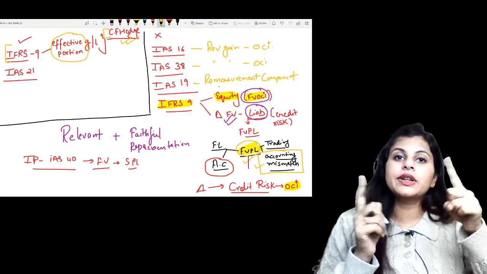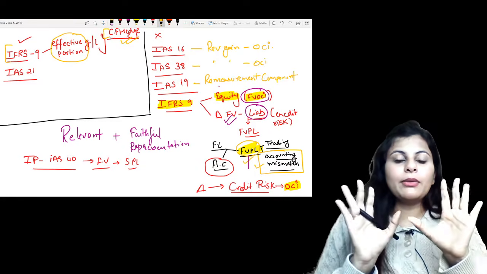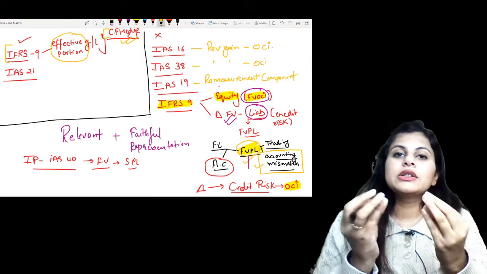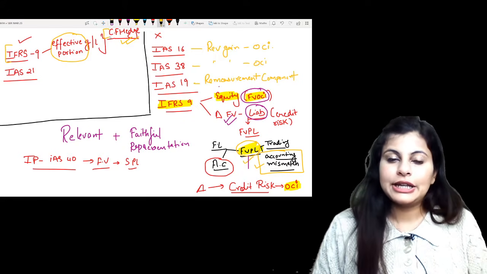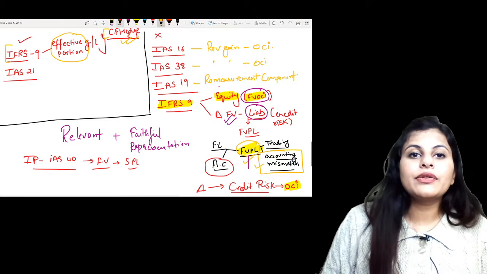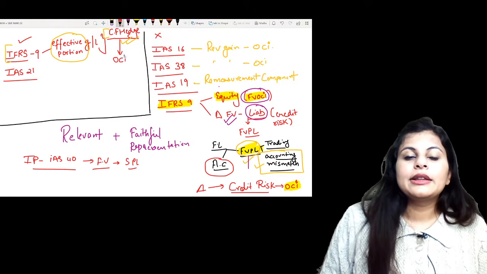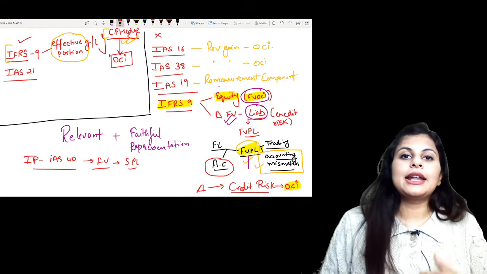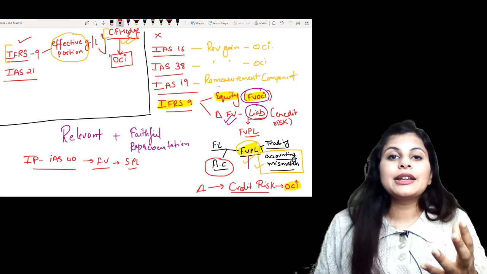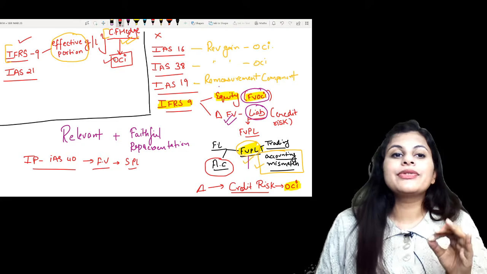So it's an inverse relation. If you want, we can make a video on that. So that is basically cash flow hedge. Then in cash flow hedge, we say that the things go through OCI. The fair value changes in that hedging instrument and item go through other comprehensive income.